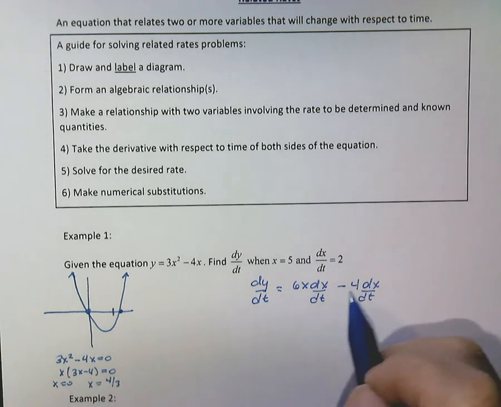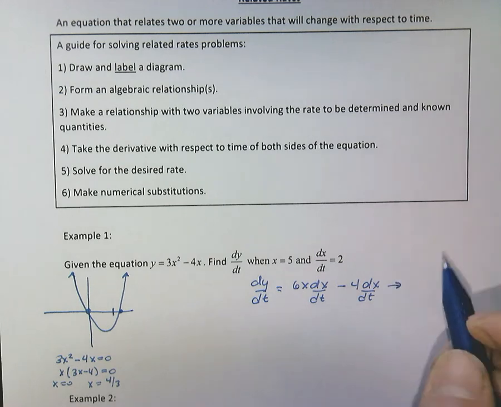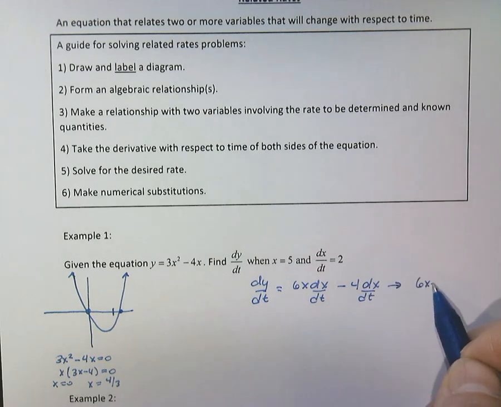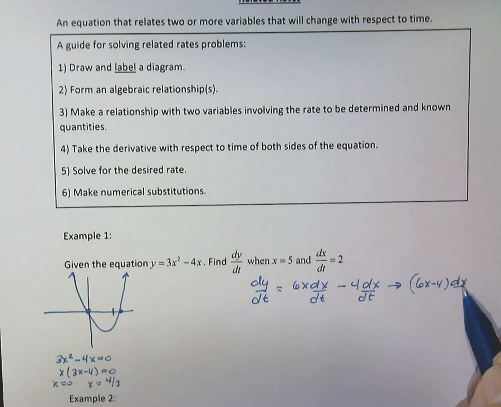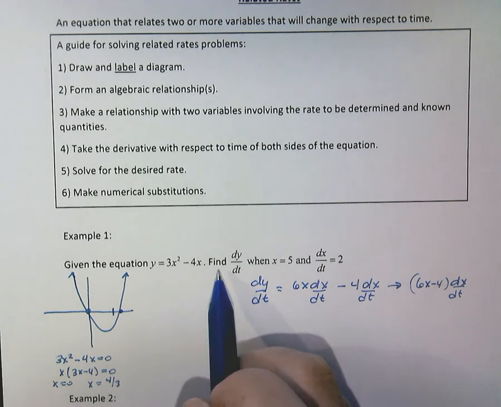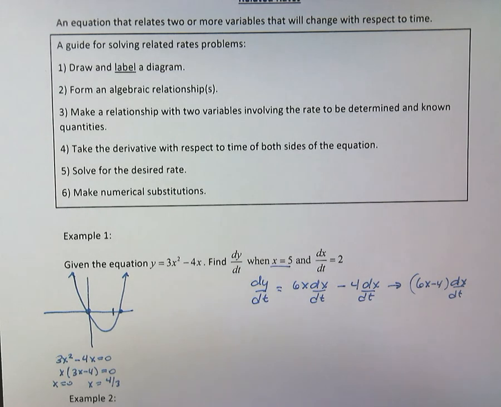I can factor this out if I want to. You don't have to. I have (6x minus 4) dx/dt. It's really your preference, whatever you feel like doing. I don't feel there's an advantage to one or the other. Then I want to find dy/dt. Well, I'm given x is equal to 5. And I'm given dx/dt equals 2.